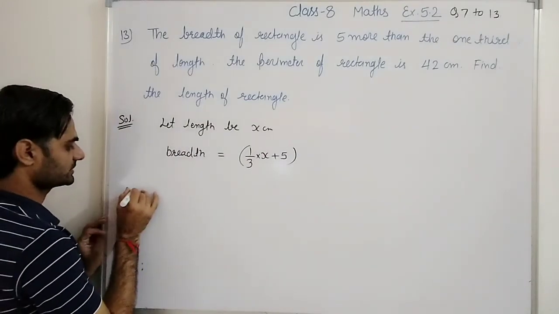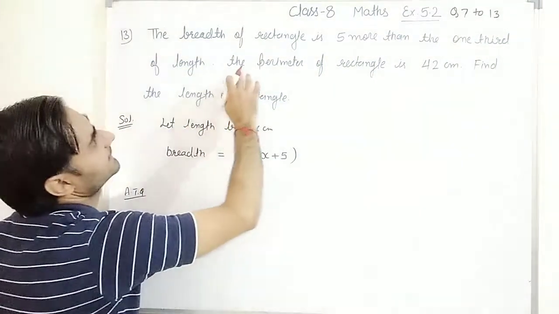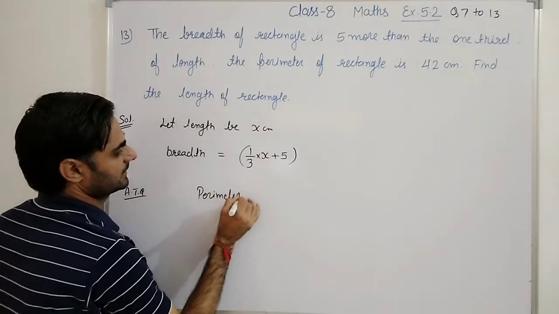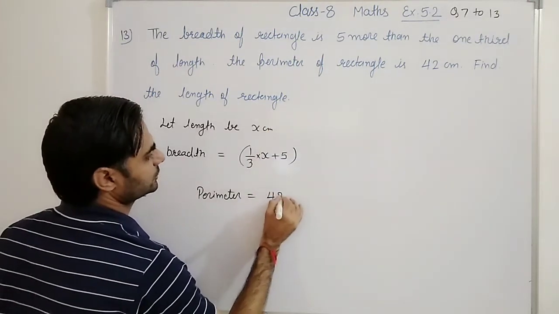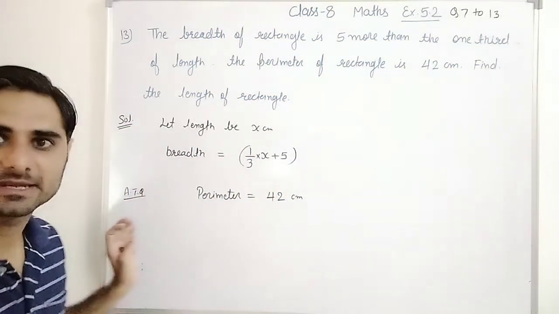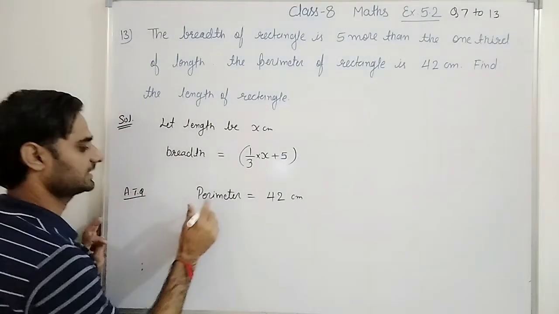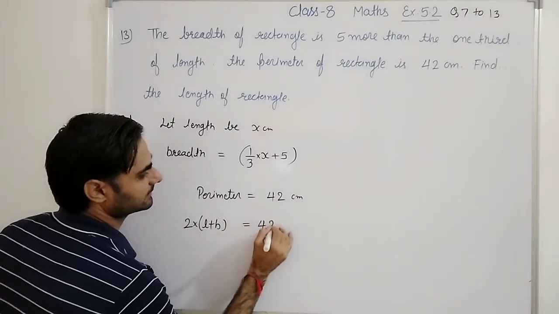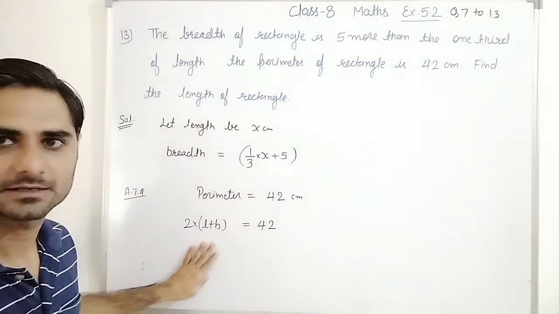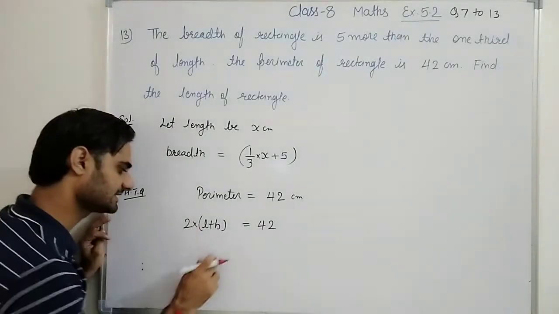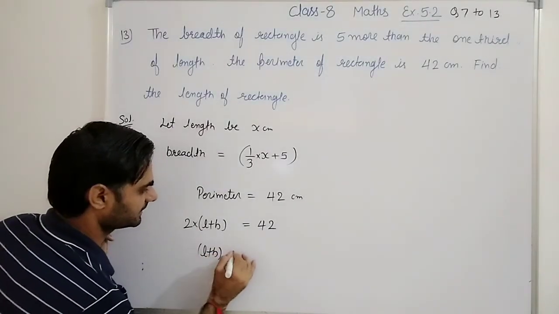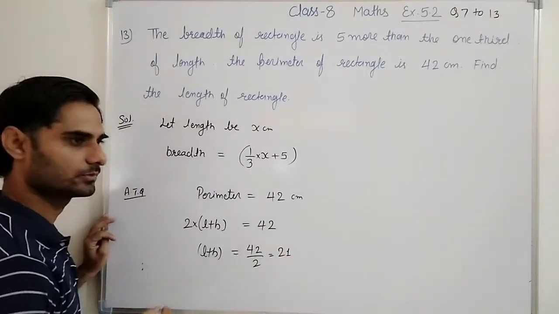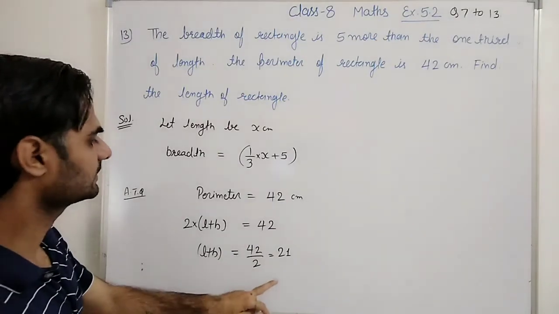Now according to the question, perimeter is given, that is 42 centimeter. Right? Perimeter is given as 42 centimeter. What is perimeter? 2 multiplied by L plus B is equal to 42. This is the perimeter. First of all, just divide. So L plus B will be equal to 42 divided by 2, which means 21. So L plus B is equal to 21.